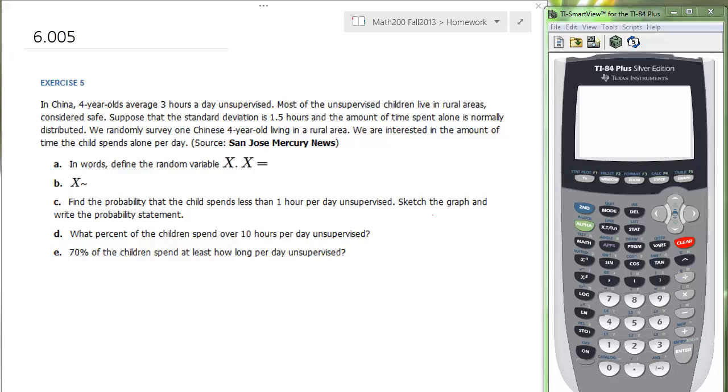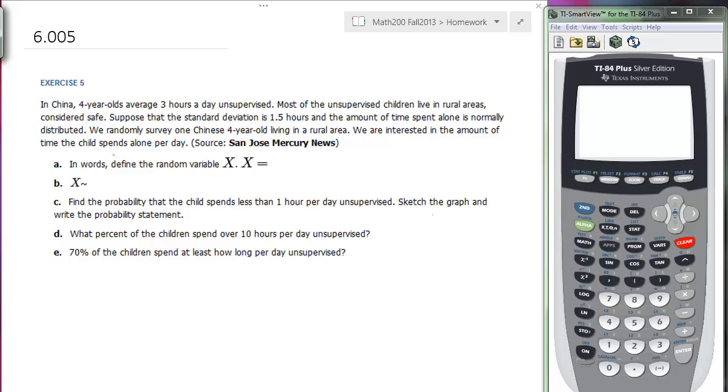Chapter 6, Exercise 5. In China, 4-year-olds average 3 hours a day unsupervised. Most unsupervised children live in rural areas considered safe. Suppose that standard deviation is 1.5 hours and the amount of time spent alone is normally distributed. We randomly surveyed one Chinese 4-year-old living in rural areas.